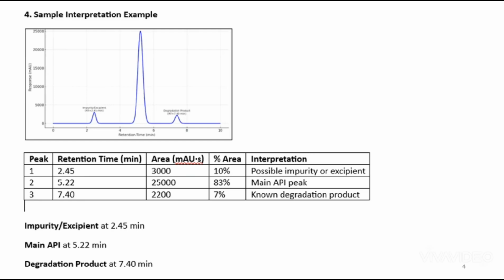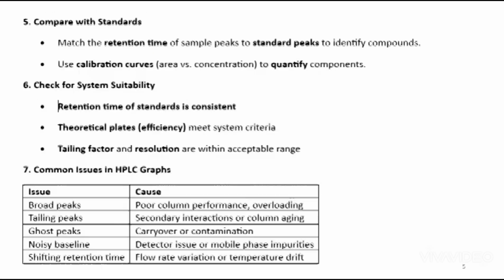It has an area of 2200. Percent area is 7%, and it may be a degradant product. So it depends on the method development. In the method development, we characterize each compound, its retention time and its area depending on the concentration. So impurity or excipient at 2.45 minutes, main API peak at 5.22 minutes, degradation product or degradation impurity at 7.4 minutes. This is a hypothetical graph to make you understand the peaks in the chromatogram.